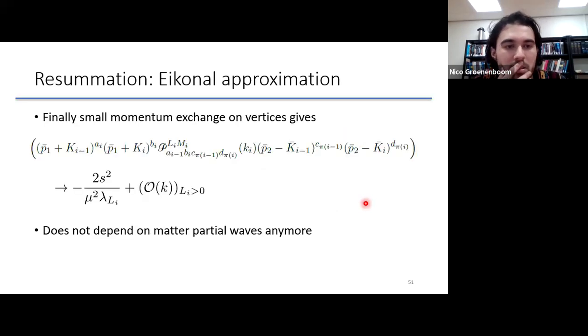And finally, we can also apply the small momentum exchange on the vertices. And this turns this huge vertex into just two contributions. One is the contribution coming from the soft part that I showed you before. This is just metrics, so we can subtract and take the limit of large S. And then this is the only remaining contribution, which now only depends on the partial waves of the graviton, but not of the scalars. And then there's a contribution coming from the hard part still. But this contribution, we'll see, drops out and also only depends on the partial waves of the graviton and not the ones of the matter.